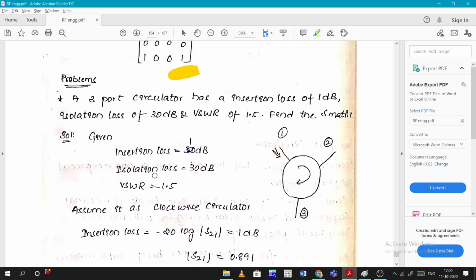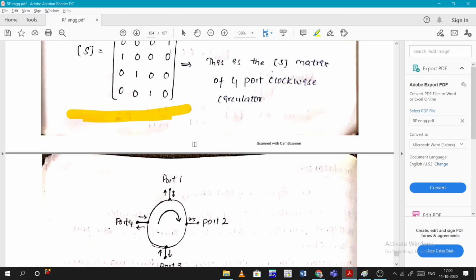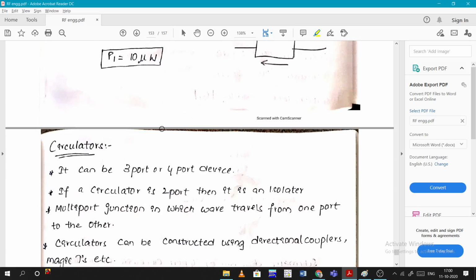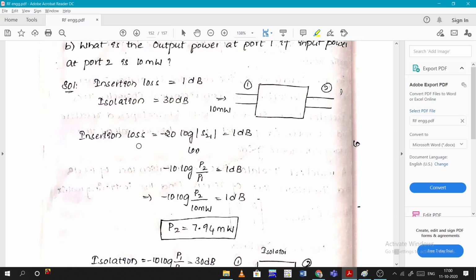They have given insertion loss and isolation loss. I think we need to discuss insertion loss once. Insertion loss is the value we find as minus 20 log mod S21. There is a formula for it. Basically, insertion loss is how much is transmitted from port 1 to port 2.